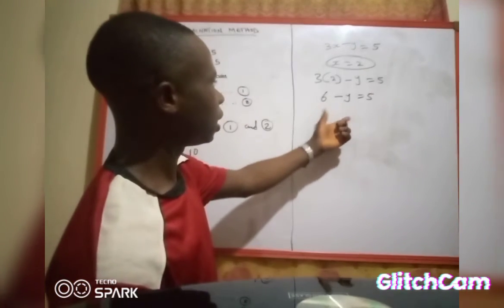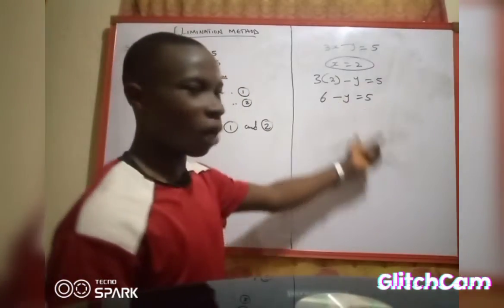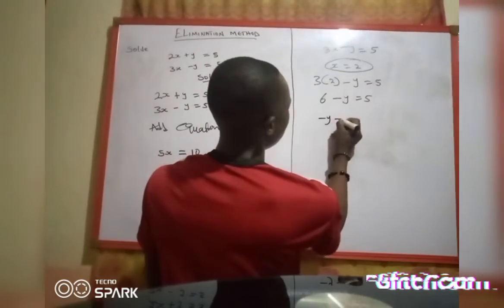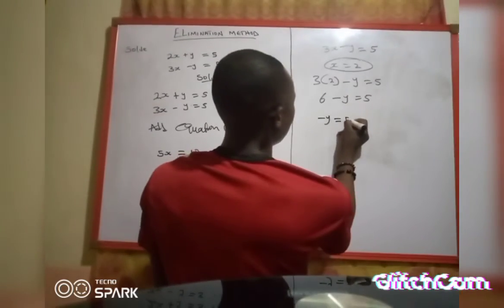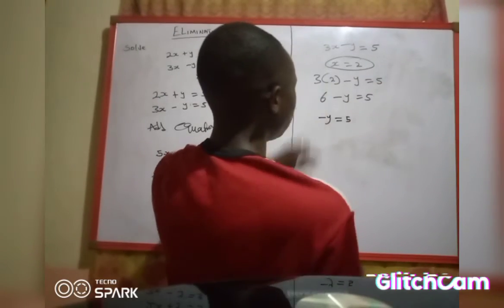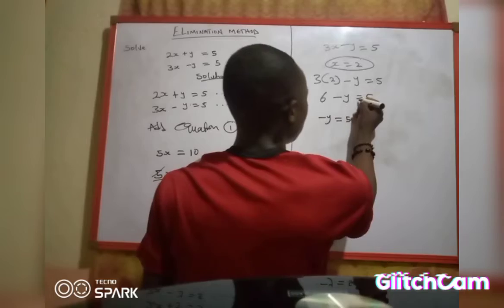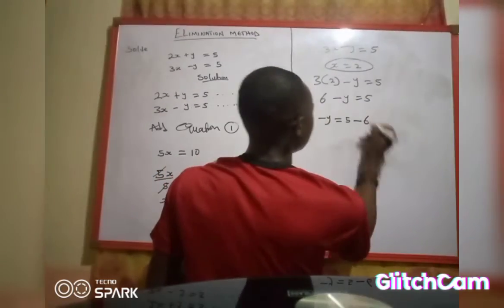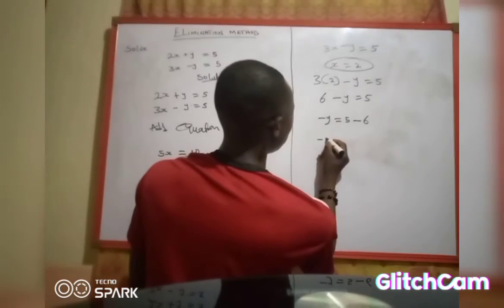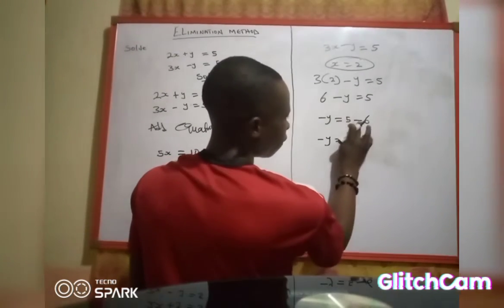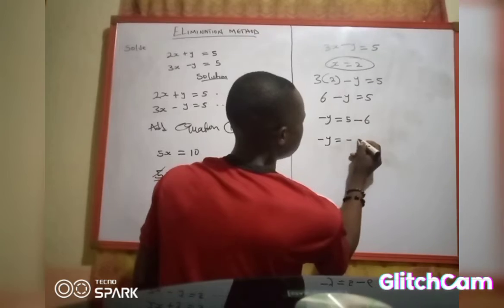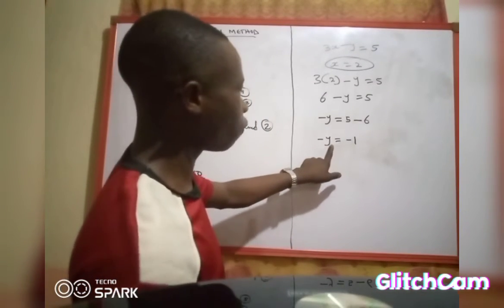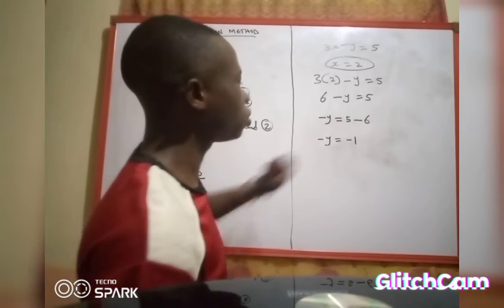Now we are going to collect like terms. We have minus y here, it's a variable, so we write that first. It will be equal to 5, and this 6 is positive 6. It is going to cross the equality sign and change to negative, so I will have a negative 6 here. So minus y equals 5 minus 6, which is negative 1. We are looking for the value of positive y, not negative.